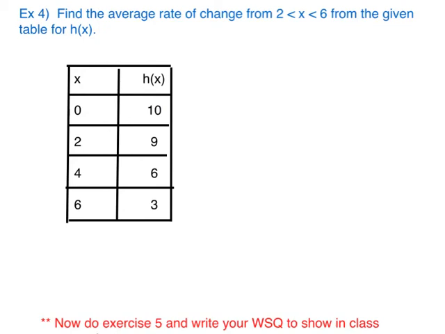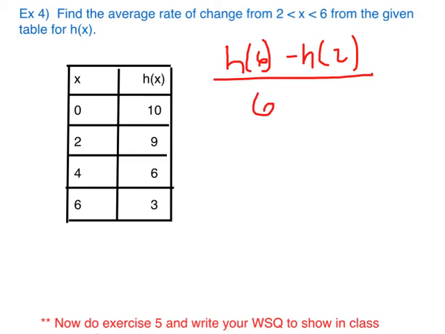So if I take a look here, you want to go from 2 to 6, so we want h of 6 minus h of 2. And that whole thing is all over 6 minus 2. Those are our x's once again: your outputs over your inputs. Well, the bottom's easy. 6 minus 2 is 4. How do I get h of 6 and how do I get h of 2?